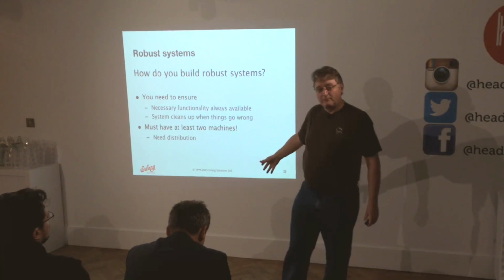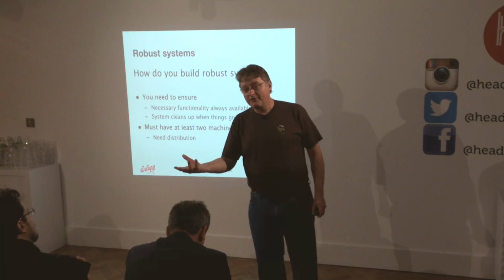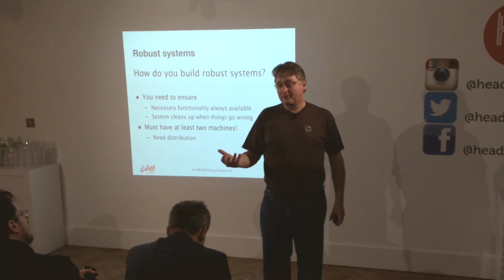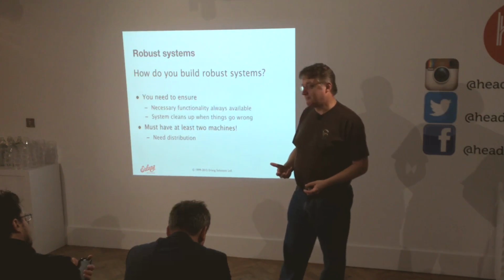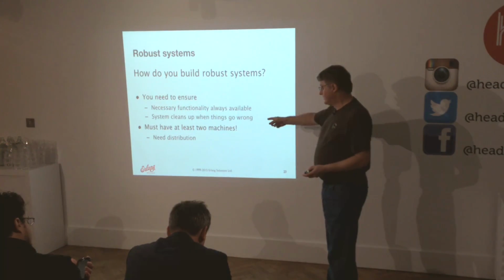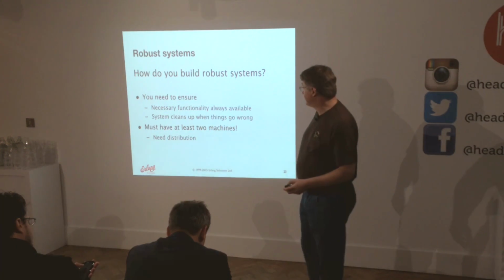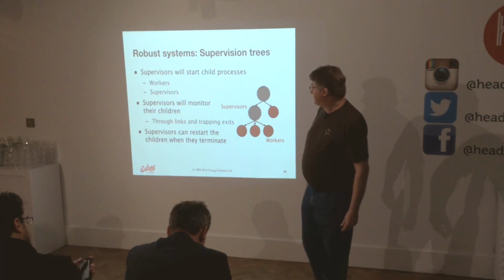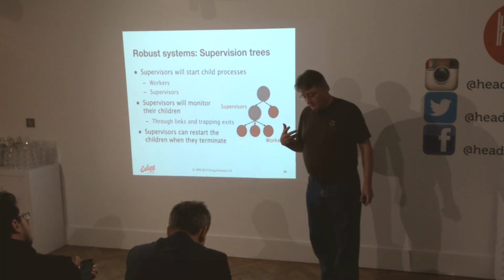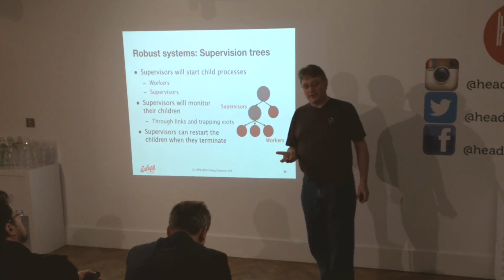And you have to clean up when things die. When a process dies, it might have allocated a resource or something like this. You have to be able to clean up after it, so it can die quite happily. And you need at least two machines again. So how do you do this? Well, we use signals and trapping exits for both of them.